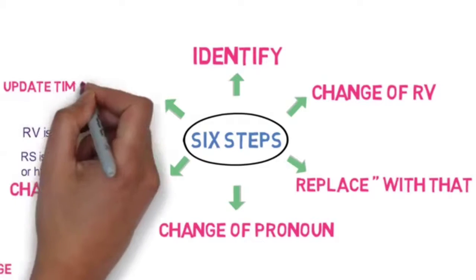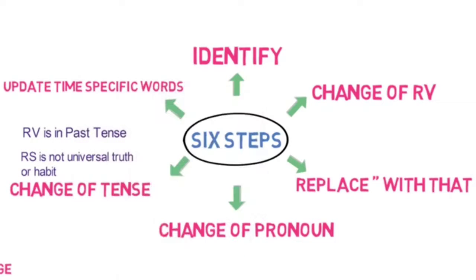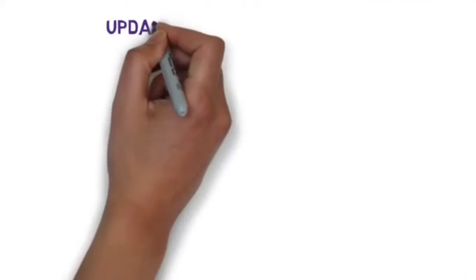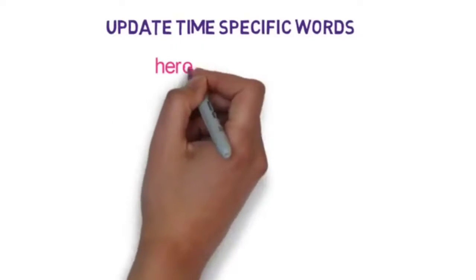Let's look into the final step, change in the words denoting time. Words indicating nearness are changed into distance in indirect speech. If these words are present in the reported speech, and the reporting verb is in the past tense, then the change will happen in the following way.